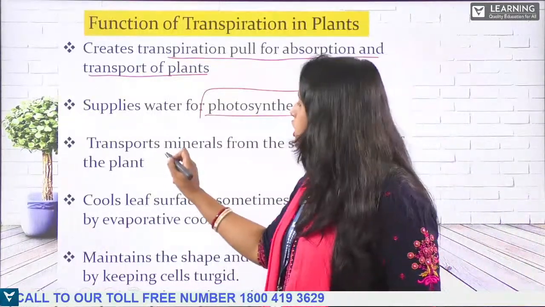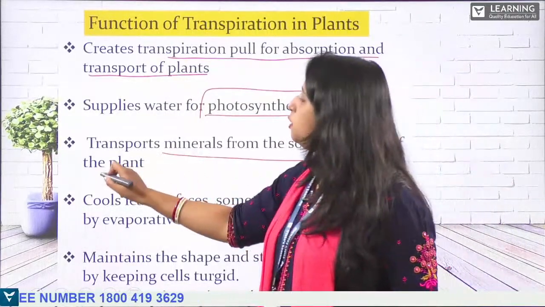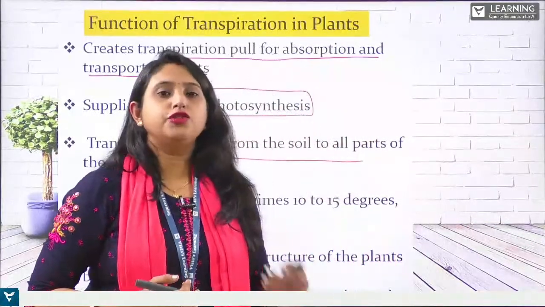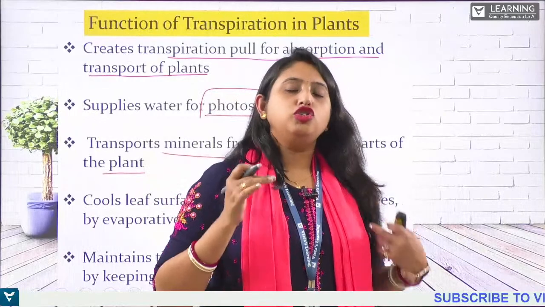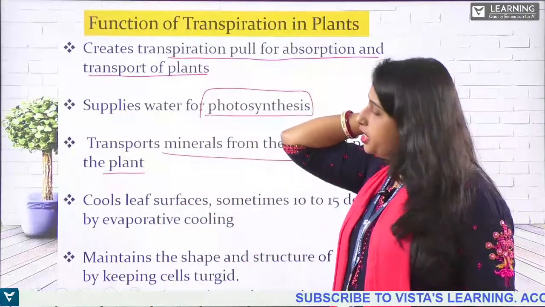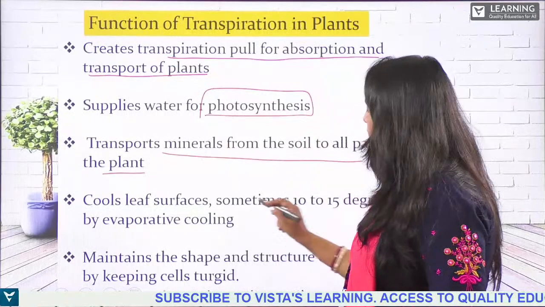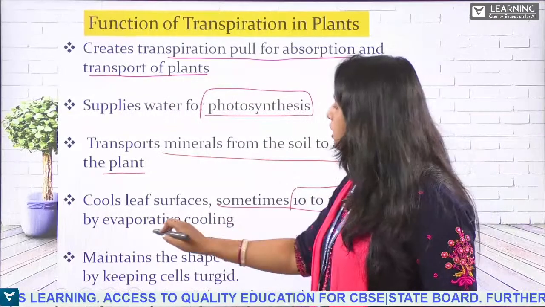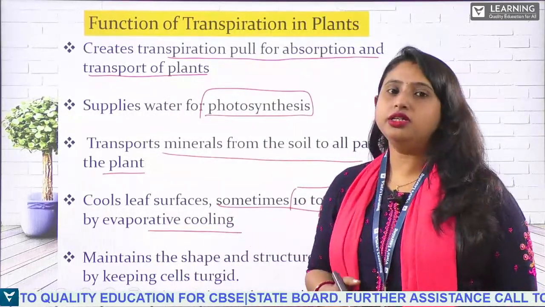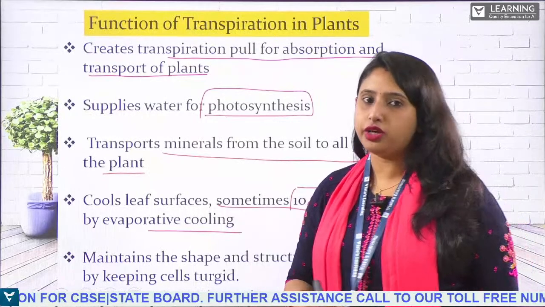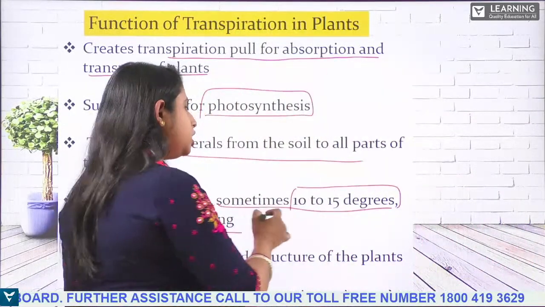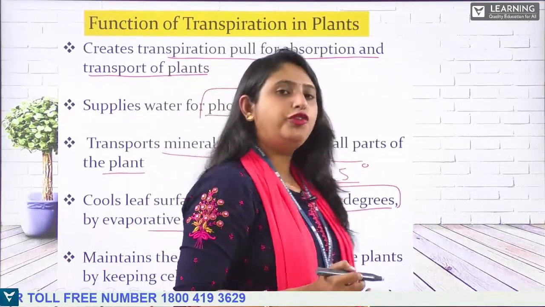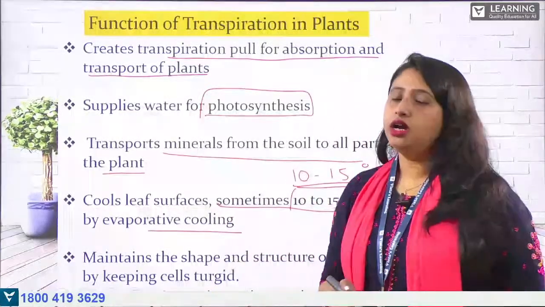Next, transport minerals from the soil to all parts of the plants. As the transpiration pull is happening, it will be transferring the minerals from the soil to different parts of the plants. Next, it cools the leaf surface sometimes by 10 to 15 degrees by evaporative cooling. What it does is it cools the surface of the leaf, by 10 to 15 degrees.